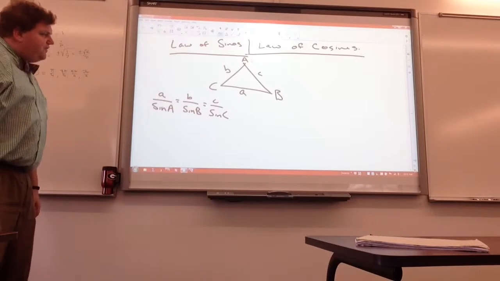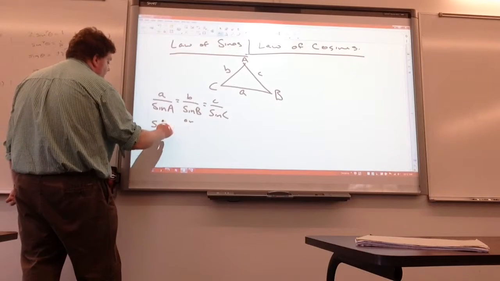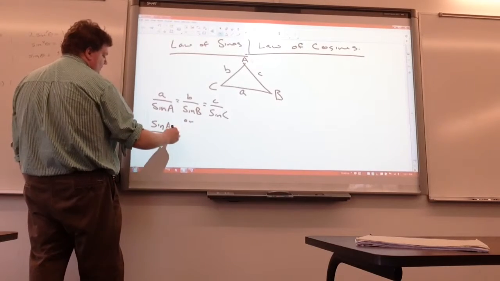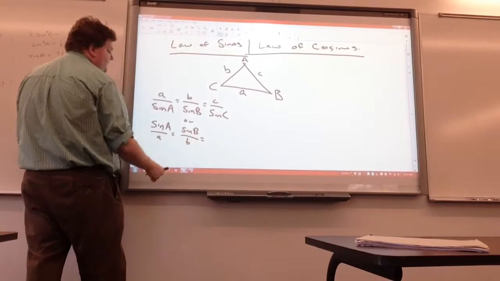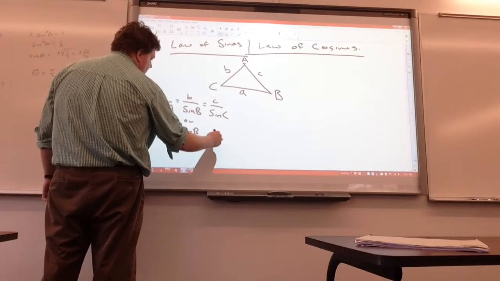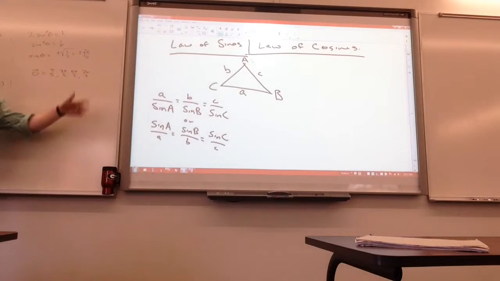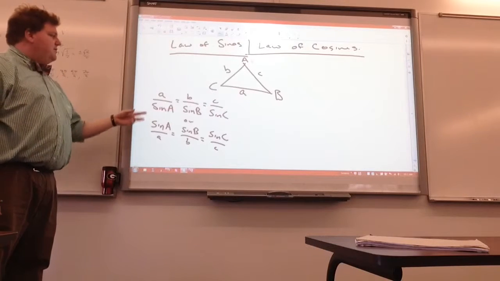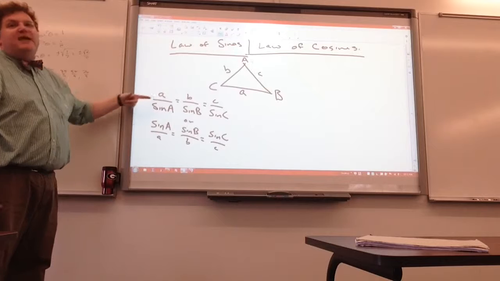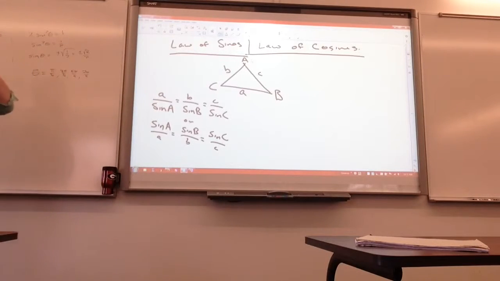You'll see some sources write these flipped upside down. I think the book actually has it this way as well, which is fine. It means the same exact thing. Remember, these things are all ratios, so it doesn't matter. It's just a little confusing when they switch it up like that. It doesn't matter which version you use, as long as you keep it straight. If I'm putting the angles in the bottom, I just keep the angles in the bottom.